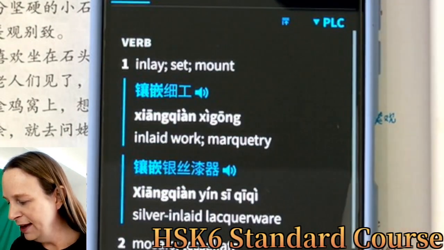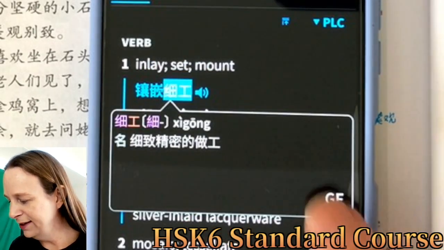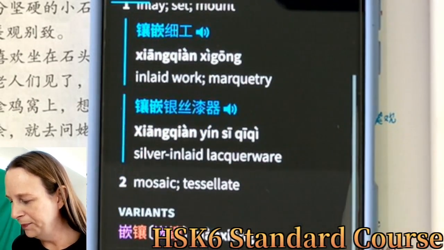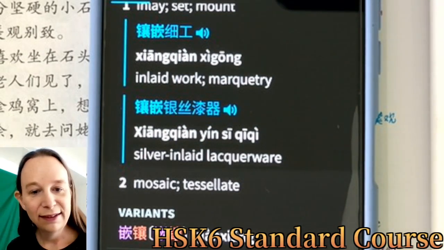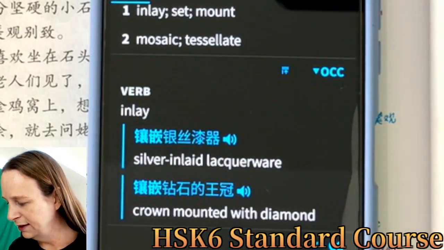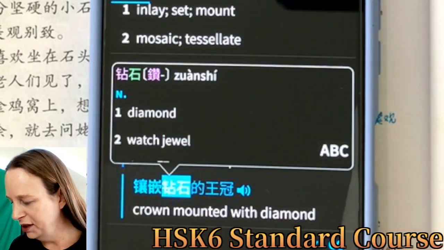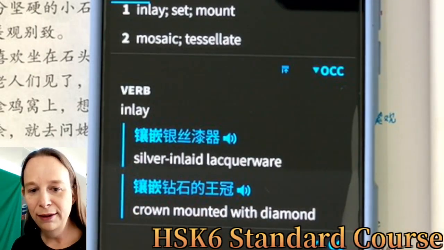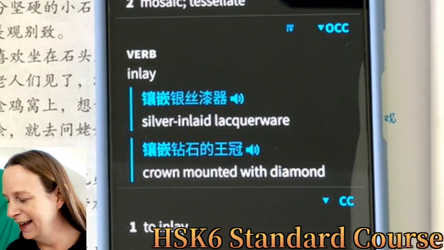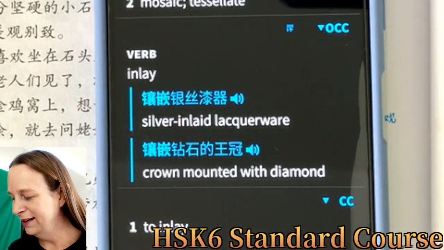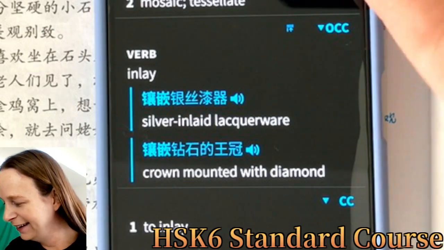宝石. 镶嵌细工. What is 细工? Filigree or something? Fine workmanship. 镶嵌银丝漆器. All right. 镶嵌,钻石的王冠. So, 王, king, 冠, crown. So, the crown of the king. So, a king's crown inlaid with diamonds. Embedded with diamonds.